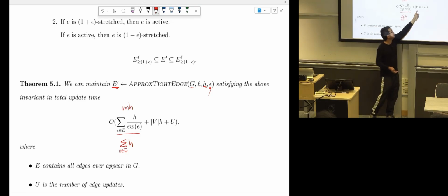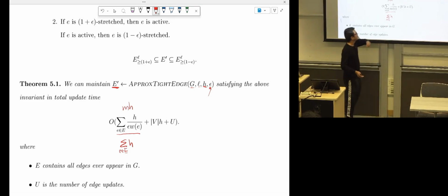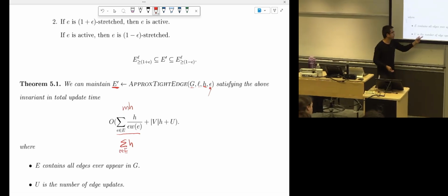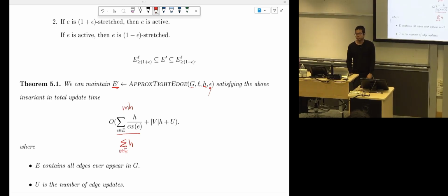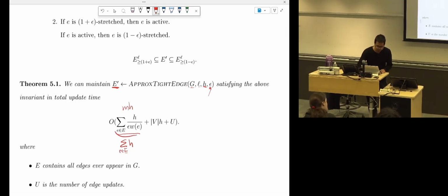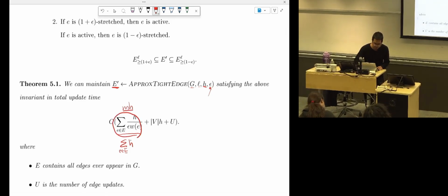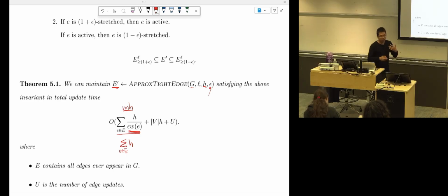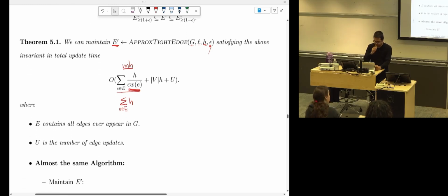The second term is just the number of nodes times H. And the third term is U, the number of edge updates. Okay. So this is just the important term. We improve from MH to this one, which is, we basically pay less for each edge that has high weight. Okay. All right.